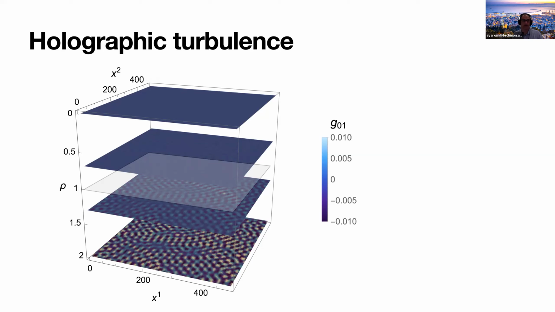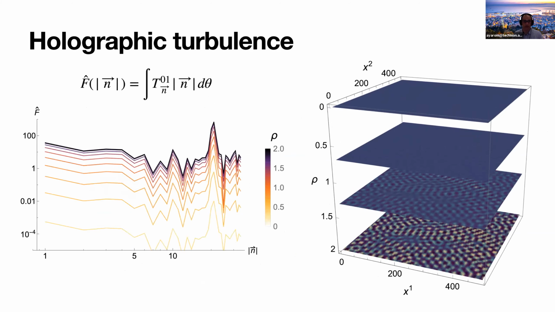So this is what the 0,1 component of the metric looks like. Obviously it's dominated by the driving force. Again, it's useful to go to momentum space to understand what exactly it's doing. So for each of these slices, we went to Fourier space, and then again we angle averaged. So what you see in each of these curves is the value of the angular averaged 0,1 component of the energy momentum tensor as a function of the radial direction.